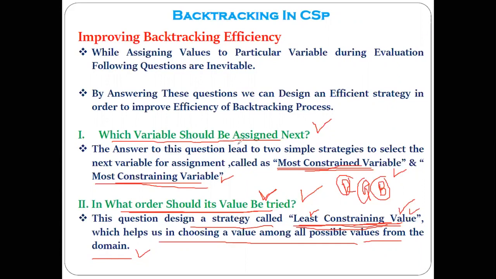Which variable to choose first is based on these two techniques. First is the most constrained variable, and second is the most constraining variable. And there is one last one.